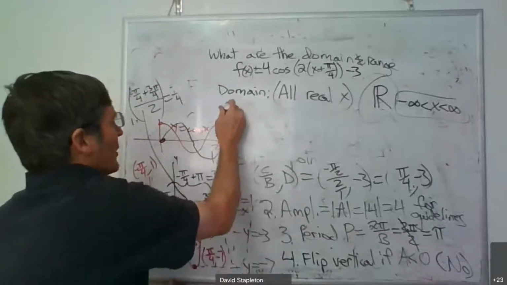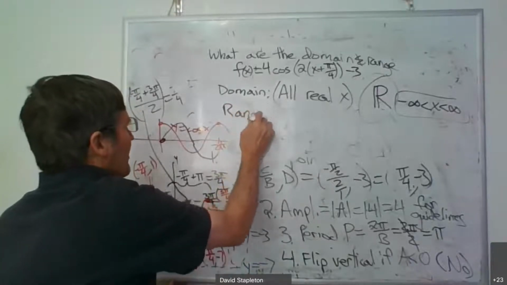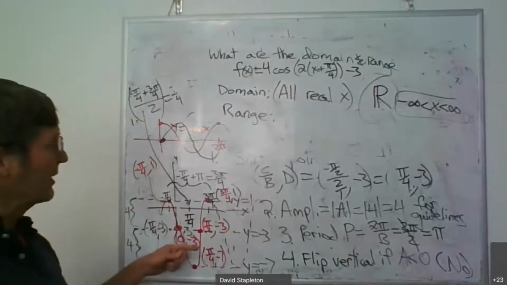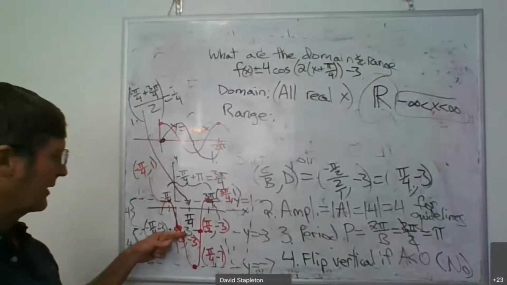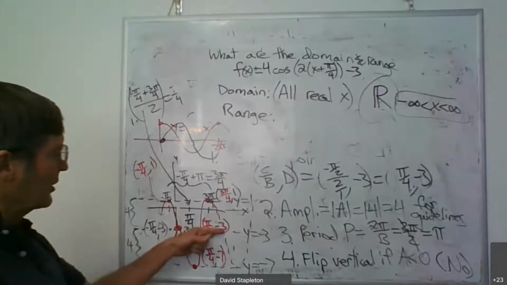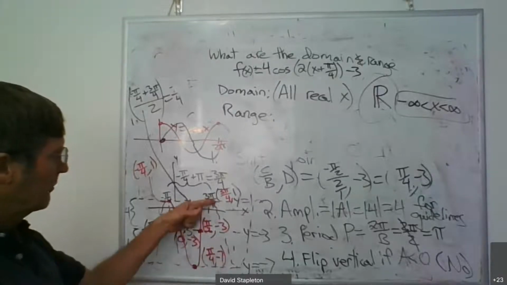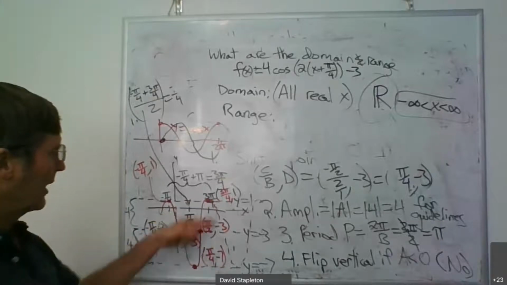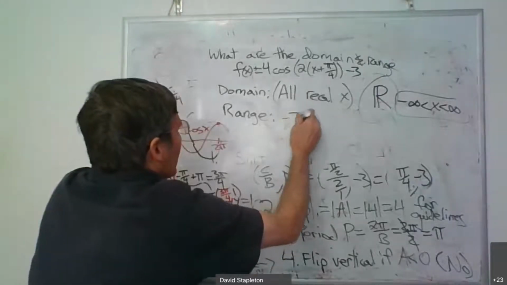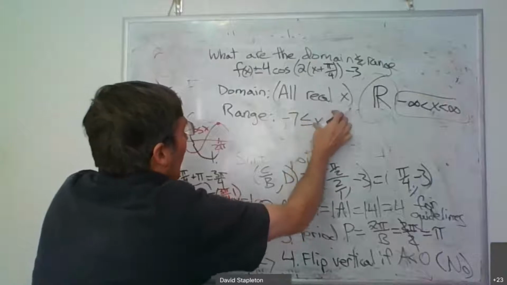But now the range is harder. What are all the possible y values that come out? You look at the graph, is the easiest way. You can figure it out without the graph by figuring the amplitude and the midline, right? The midline's at -3, and you go up or down 4, so it goes between 1 and -7, right? So that's the range, -7 less than or equal to y this time.